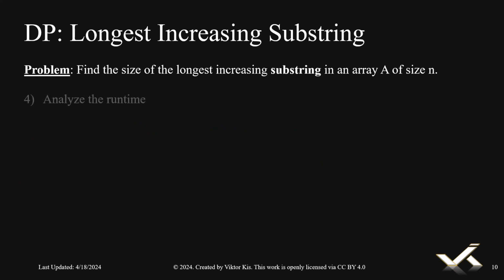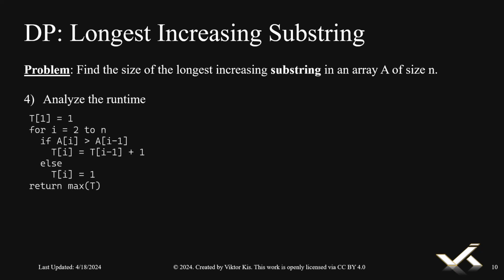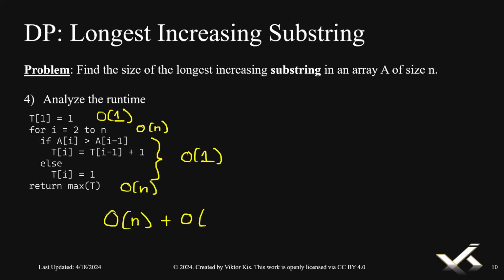The last step in a proper dynamic programming solution is to analyze the runtime in big O notation. The initial condition assignment is constant time, so that's O(1). The for loop loops over the input array, which is size n, so that would be O(n). Everything inside the loop, the if-else statement, the addition, is all constant time, so that's O(1). Then we return the max of our table, which is an operation that requires us to loop over the table array that is also size n, so that would be O(n). So we get a total runtime of O(n) plus O(n), which simplifies to O(n).